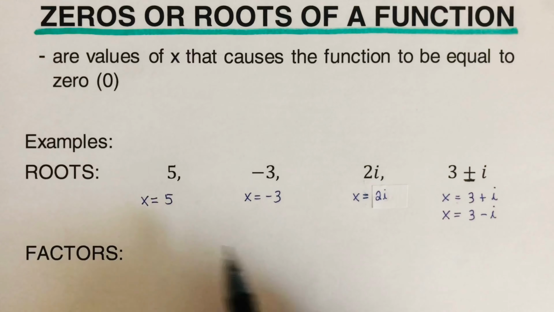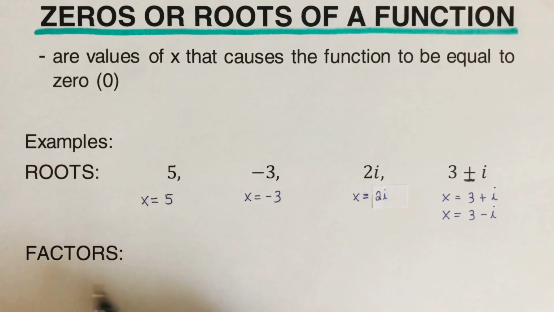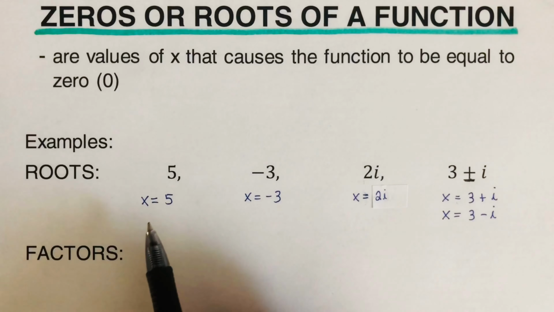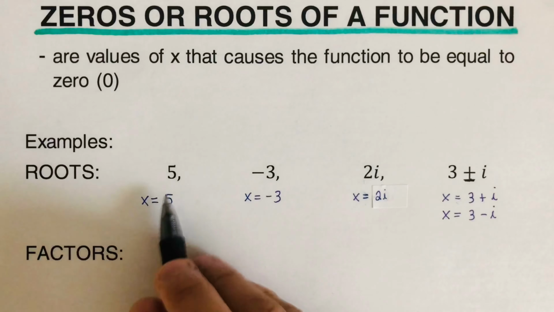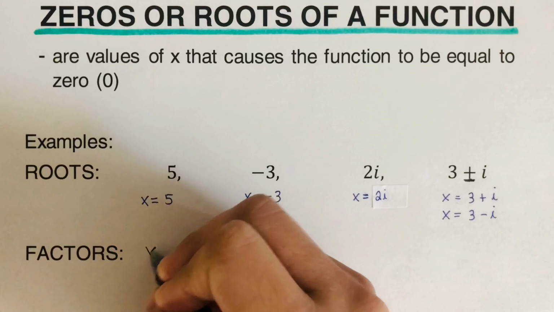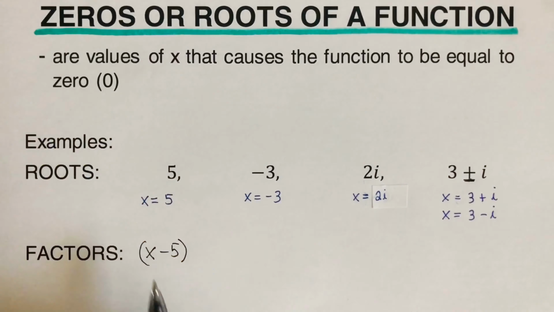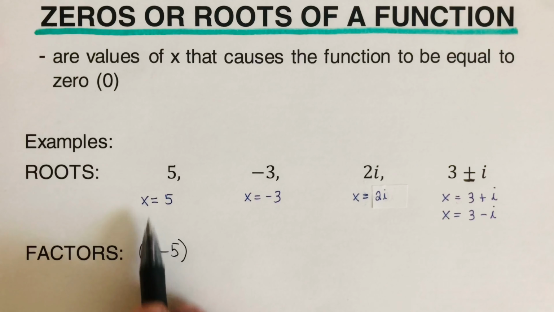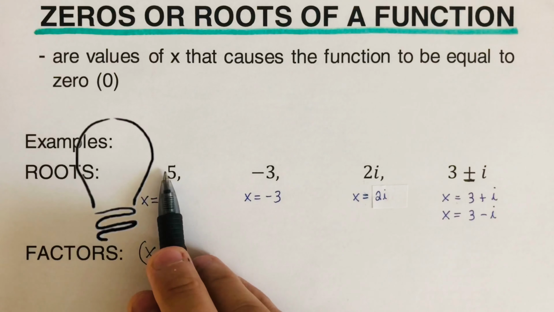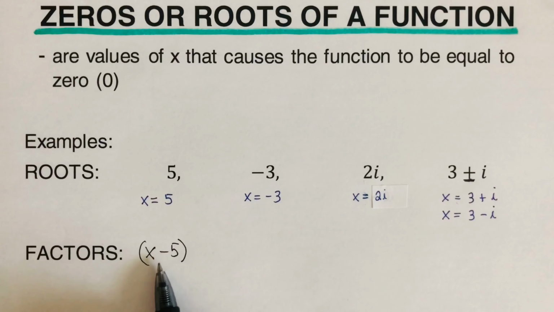Now, if we want to change these roots into factored form, we are going to use the zero product property backwards. So we can rewrite this as x minus 5 in parentheses, which means that if we equal this to 0, then we add 5 to both sides. That's how we got x is equal to 5. So pretty much we switch the sign, and that would be in factored form.